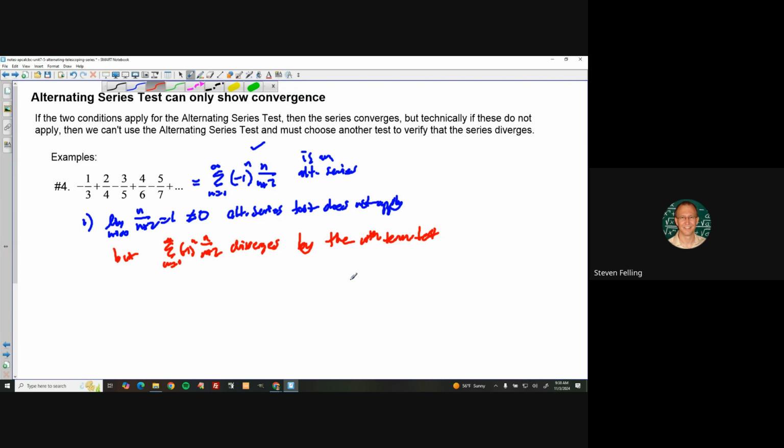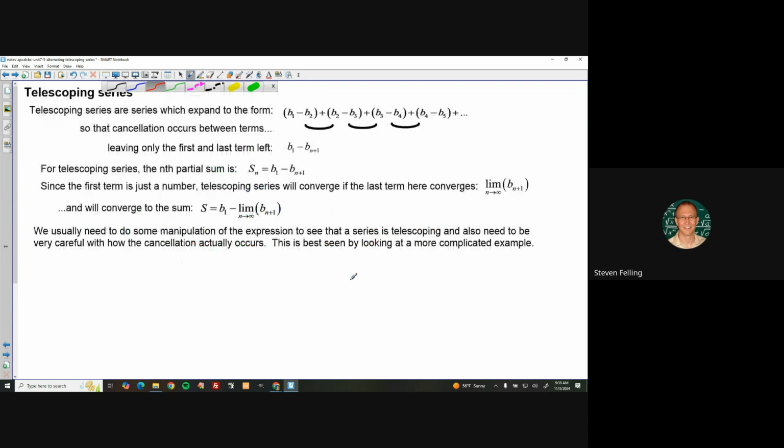All right, so that's the alternating series test. You see this quite a bit on AP exams. There's more to know about alternating series, which we'll cover later, but that's the basic test. Let's talk about this other one, which is called a telescoping series. A telescoping series is pretty rare, but we need to be able to handle them.